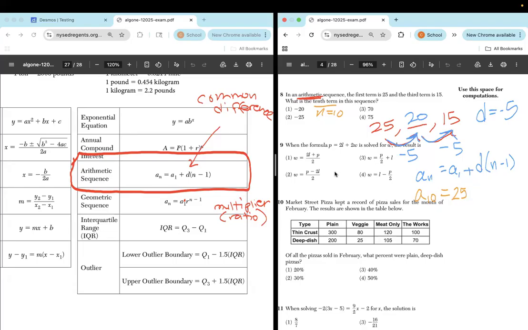I know d is -5. So yes, it does say plus in the formula, but if we're adding -5, we can just write -5. And then n minus 1. n is 10, since we're looking for the 10th term. Let's figure out what that is. 25 minus 5 times 9. In other words, if we're starting at the first term and going to the 10th, we have to subtract 5 nine times. But we can do that with the formula here. So 25 minus 5 times 9 is 45.